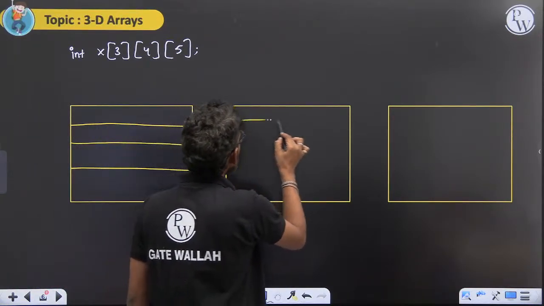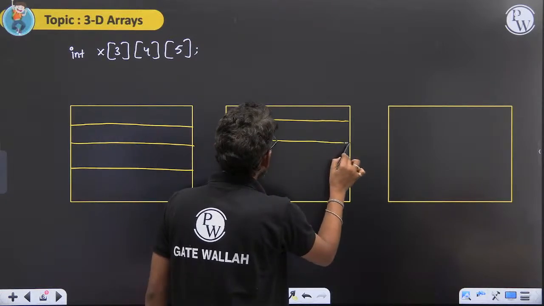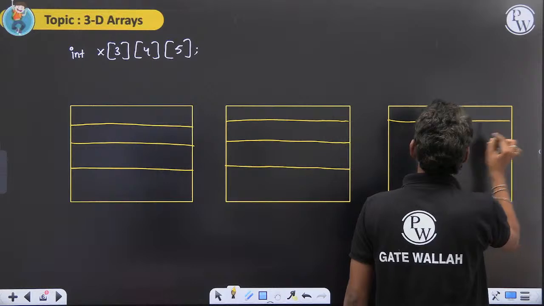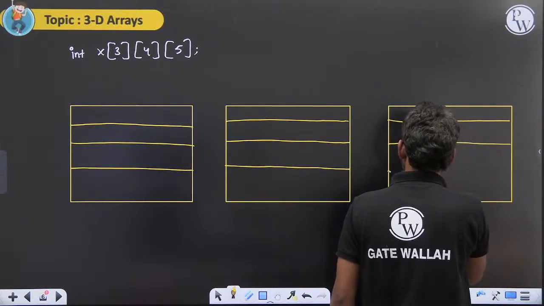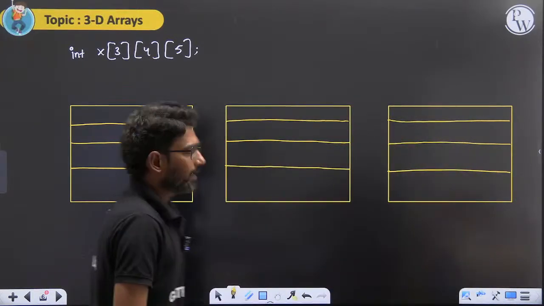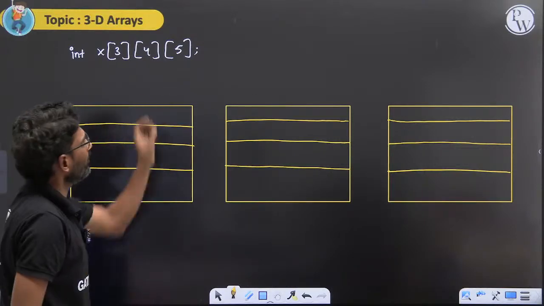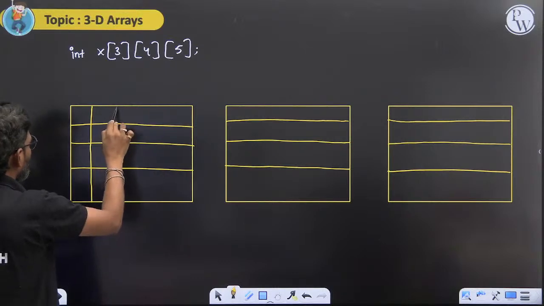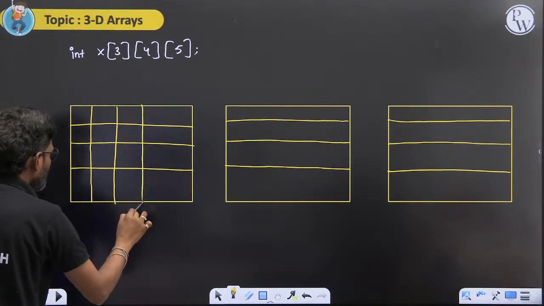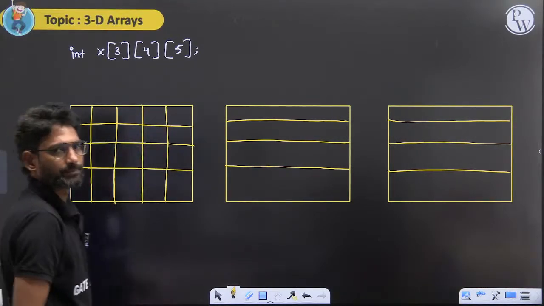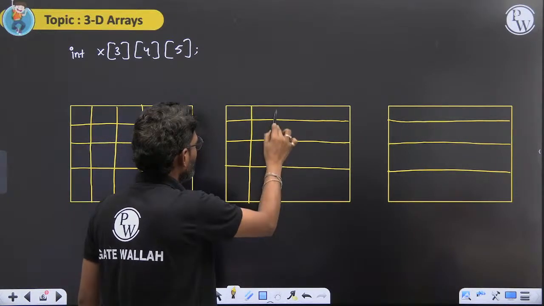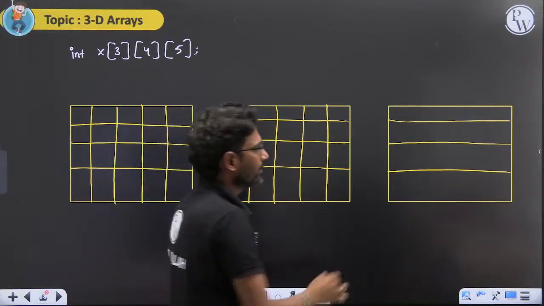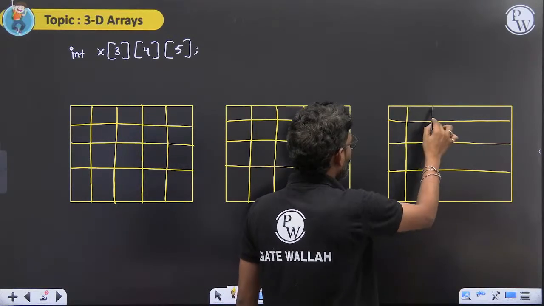Similarly, in each 2D array, it is not just one. In every 2D array, there are 4 rows, 4 1D arrays. And in every 1D array, how many elements are there? 5 elements are there. 1, 2, 3, 4 and 5. Similarly, here also 1, 2, 3, 4 and 5. In every 1D array, 5 elements are there.